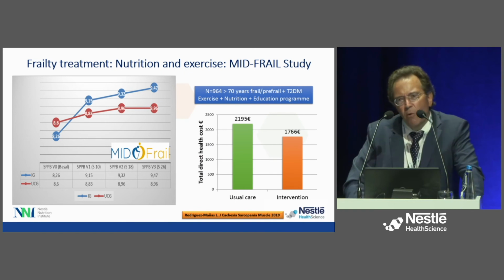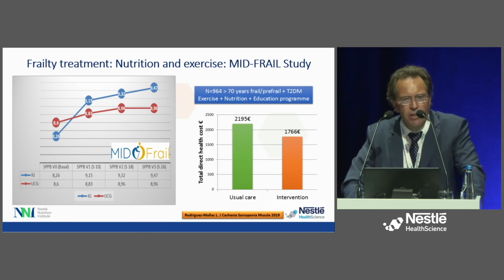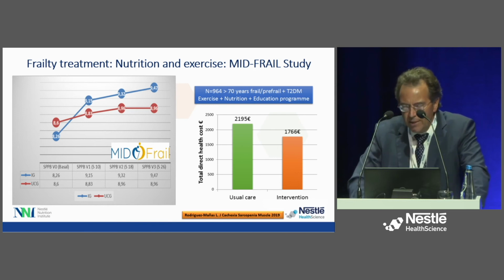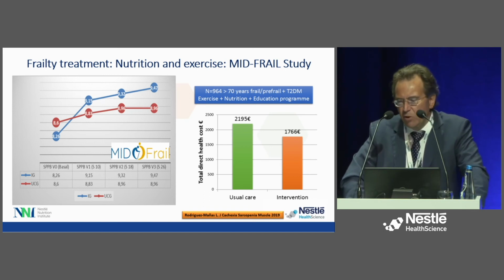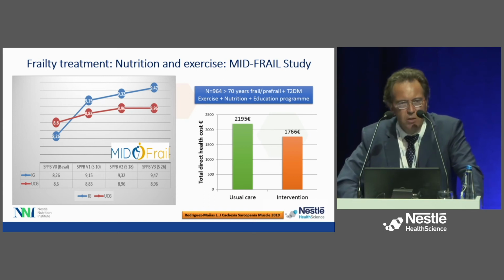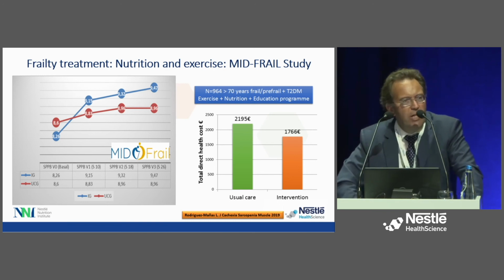Regarding frailty, we have very, very recent evidence from 2019 of the results of the MID-Frail study. It's a study conducted all across Europe in 964 participants older than 70 years old with type 2 diabetes mellitus, and they had an intervention based on exercise, nutrition, and an education program.